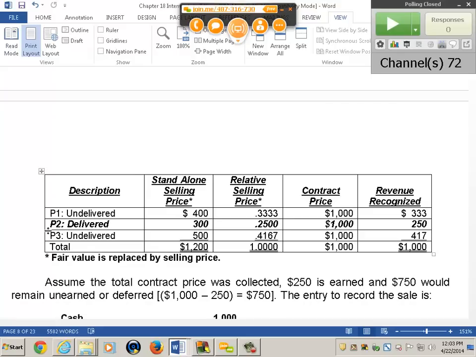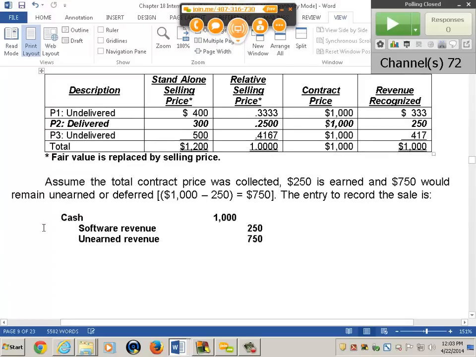So let's say that the university pays the contractor up front, debits cash for 1,000. The contractor, when they receive the 1,000, debits cash. They credit software revenue for the delivered component and unearned revenue for the undelivered elements. The undelivered elements at 750 are now considered to be performance obligations. Under the new revenue recognition standards, these are now considered performance obligations.